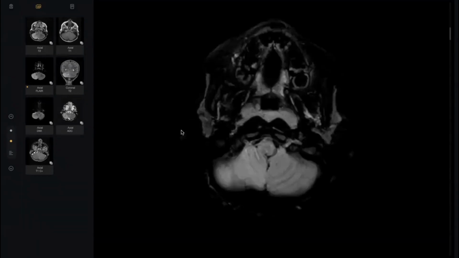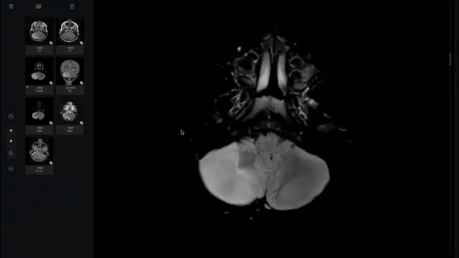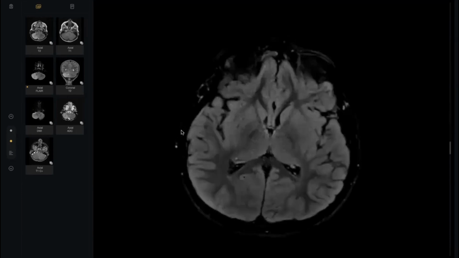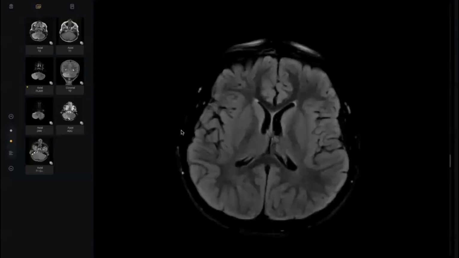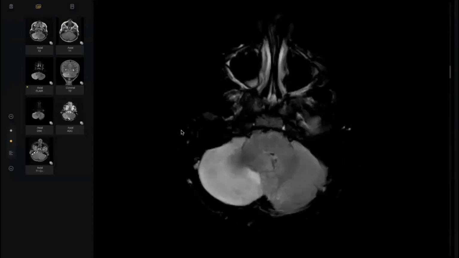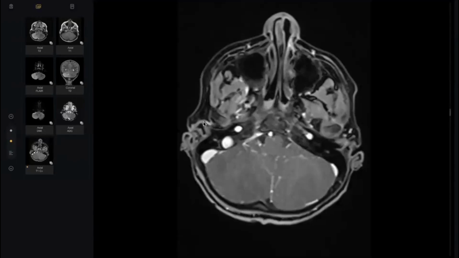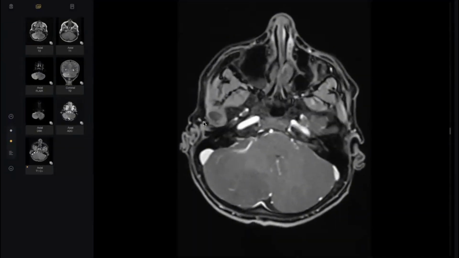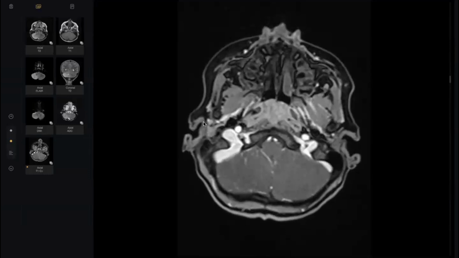Sir, I'm provided with the T1 FLAIR images of the brain of the same patient in which there is diffuse high signal abnormality involving the right cerebellar hemisphere, and the midline vermis and left side are normal. On the post-contrast sequence, I cannot appreciate any significant enhancement.